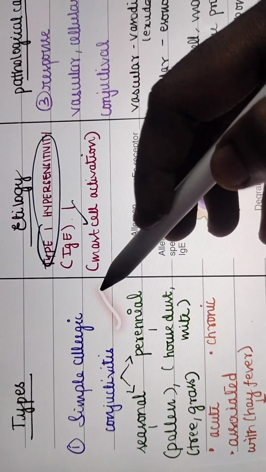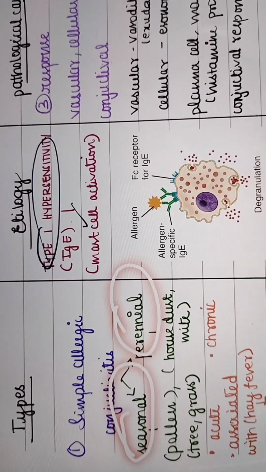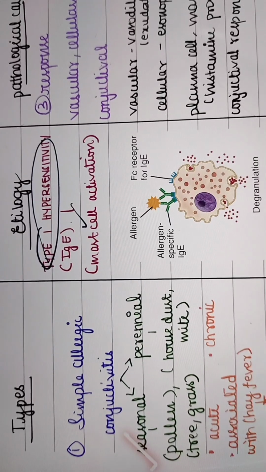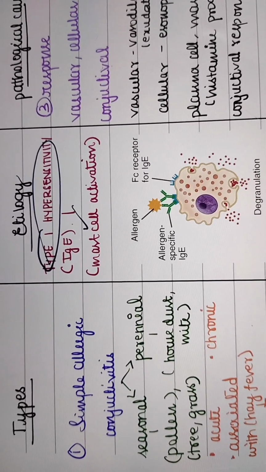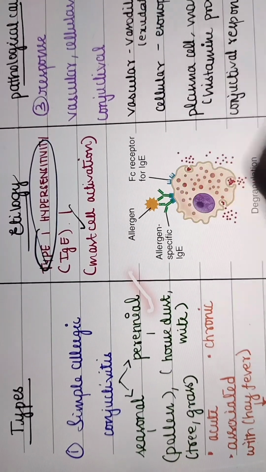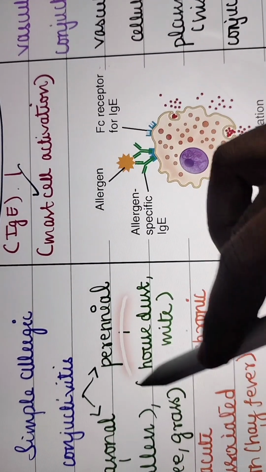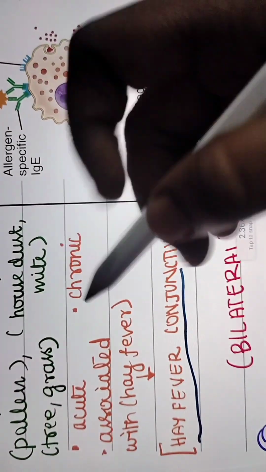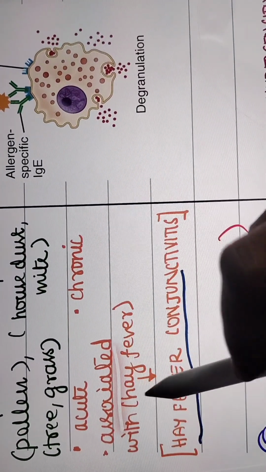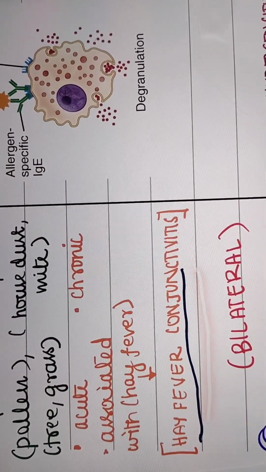Simple allergic conjunctivitis is divided into seasonal and perennial. Seasonal is the acute type. During a particular season, we will be exposed to the dust or the allergen. And perennial is due to house dust or mite. That is a chronic exposure. The seasonal type is also associated with hay fever, which is called hay fever conjunctivitis.